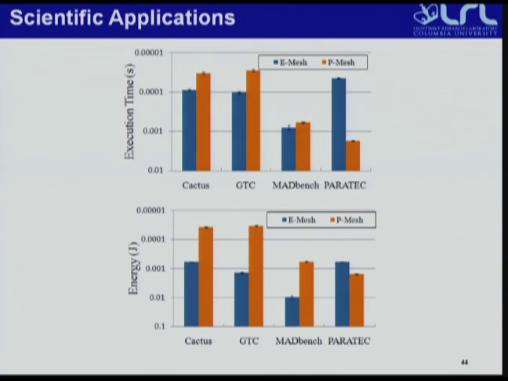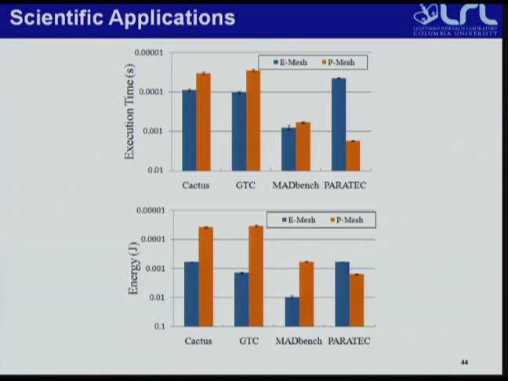If we take a look at the execution time, here up is better. These are smaller than these. This is log scale. Our photonic mesh does a good 2 to 3 times better than the electronic mesh for Cactus and GTC, which are sort of a relatively small number of large messages. That's what we'd sort of expect.